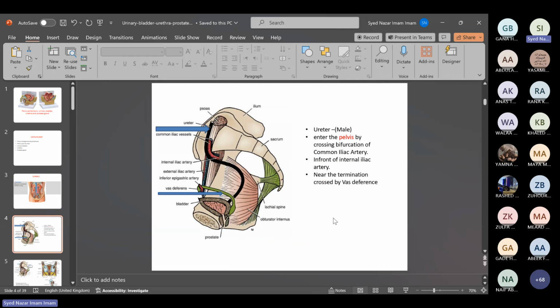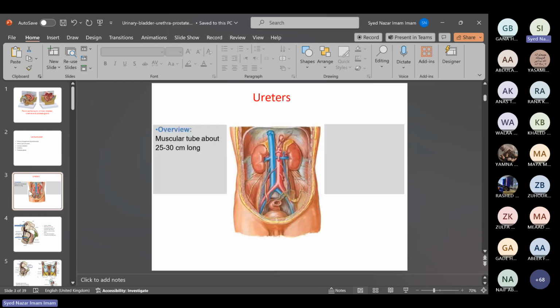So you can see that it enters the pelvis by crossing the bifurcation of the common iliac artery. In this picture, you have seen that this is the abdominal aorta dividing into the common iliac, which divides into internal and external iliac. And the ureter just passes in front of the bifurcation of the common iliac vessels. So this is the entry of the ureter inside the pelvis.